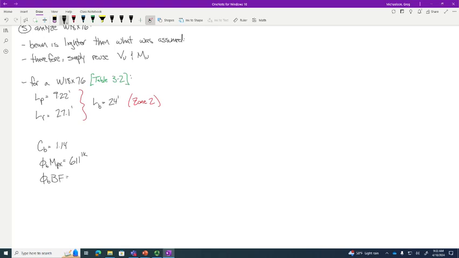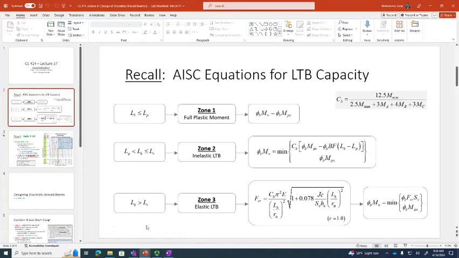What is phi BF? 12.8 kips. So we have LB of 24 feet, and LP of 9.22 feet. So what we're going to do is, here is our moment capacity expression.